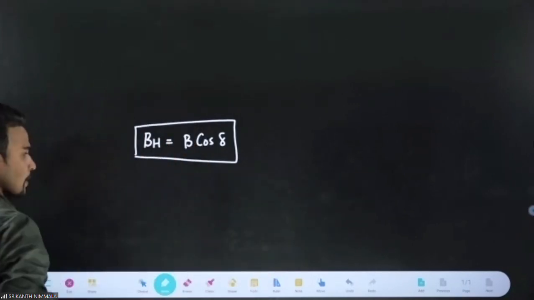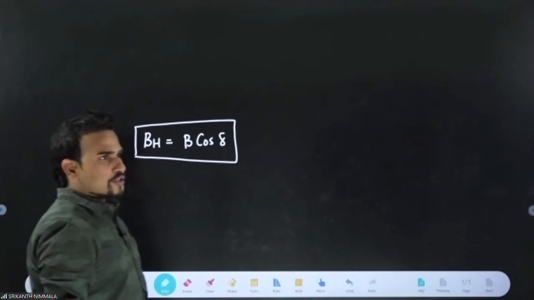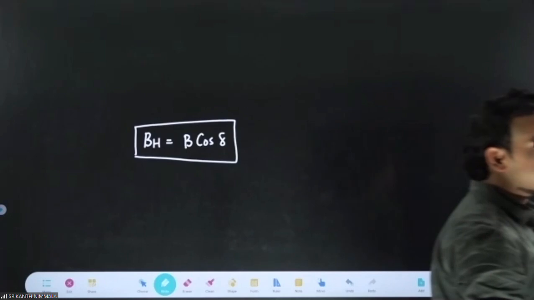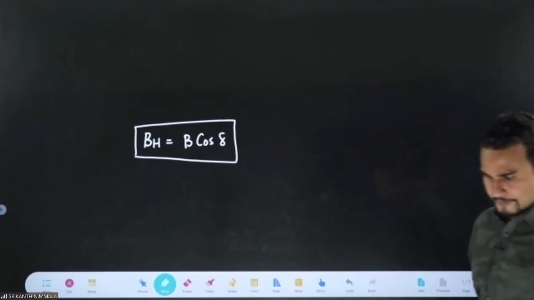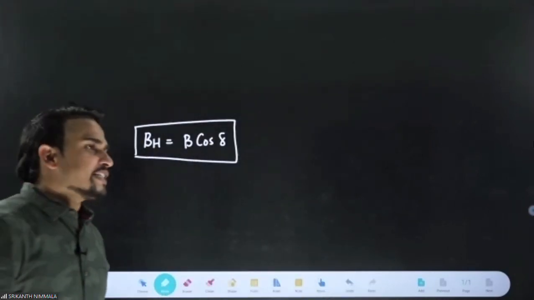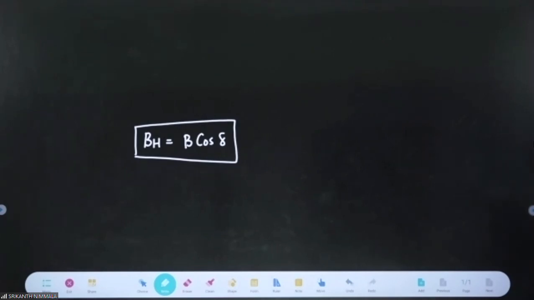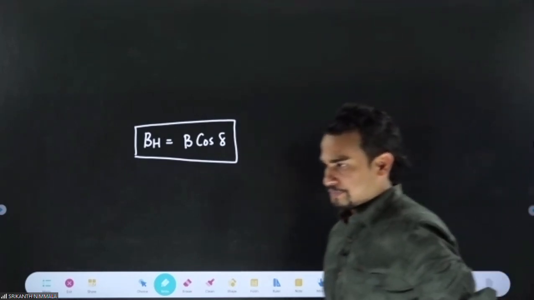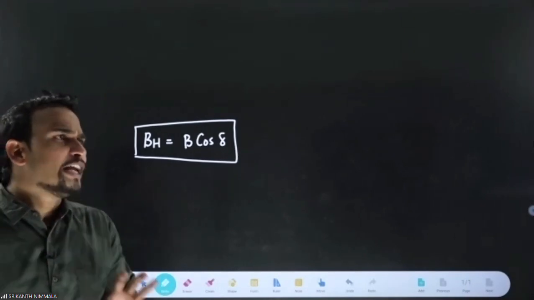You write: BH is always directed towards geographic north. Obviously geographic north. BH is always directed towards north, in bracket, approximately, not exactly north.